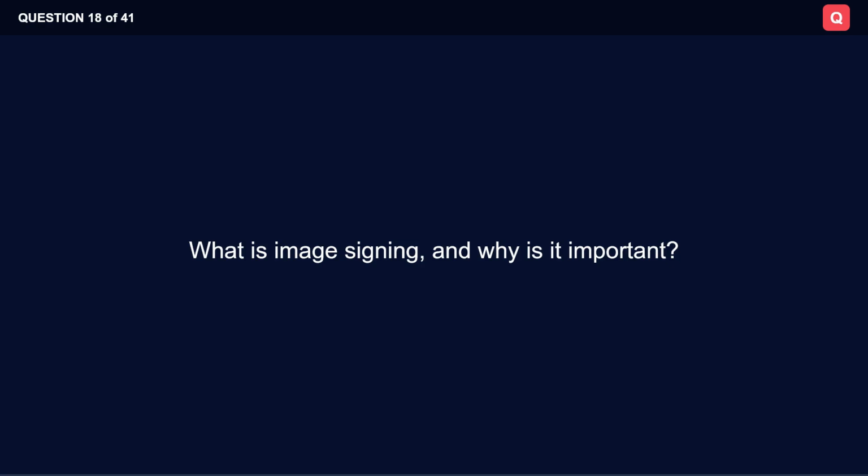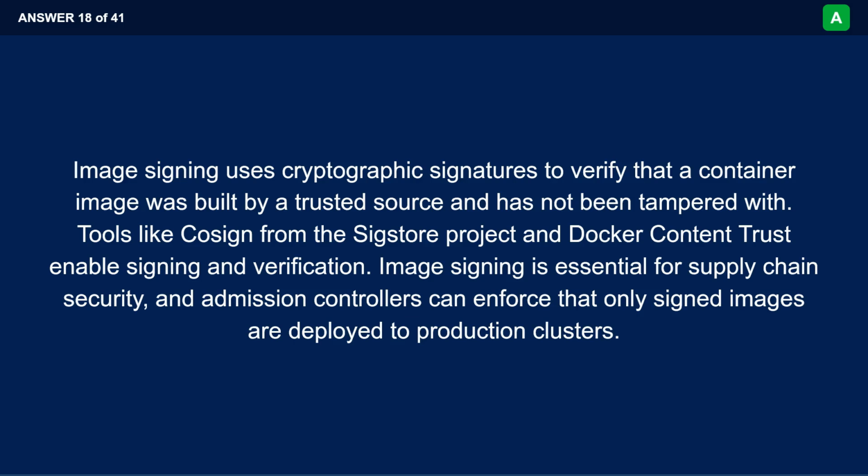What is image signing, and why is it important? Image signing uses cryptographic signatures to verify that a container image was built by a trusted source and has not been tampered with. Tools like Cosign from the Sigstore project and Docker Content Trust enable signing and verification. Image signing is essential for supply chain security, and admission controllers can enforce that only signed images are deployed to production clusters.